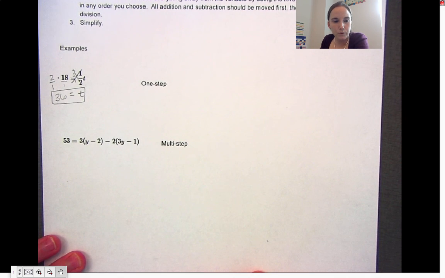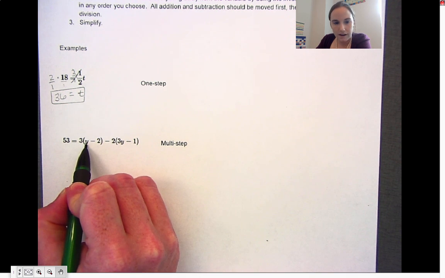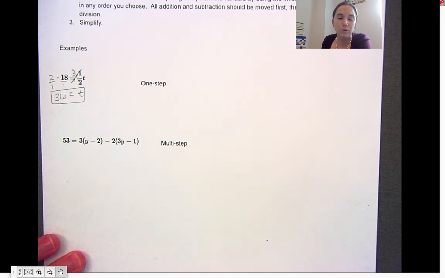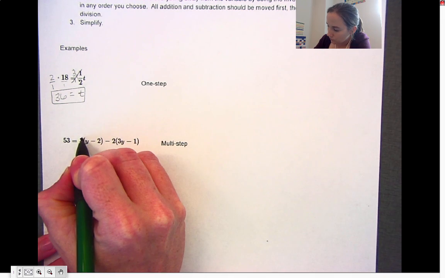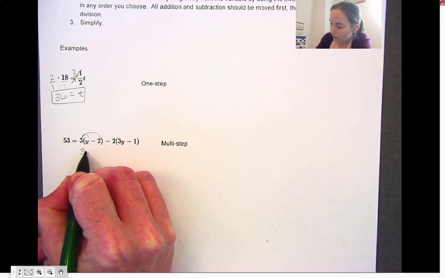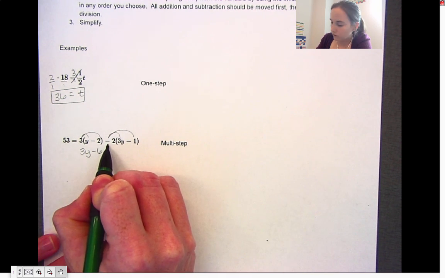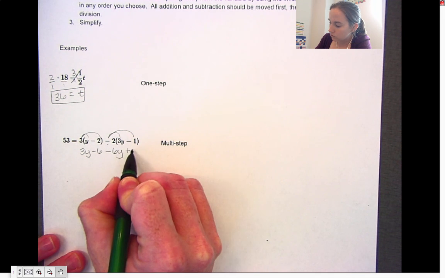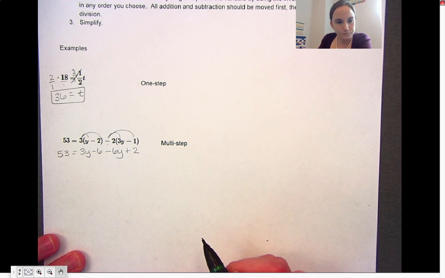Okay, in the next example, 53 is on one side. I see a variable y here and a variable y here. So what I need to do is simplify this problem completely and get it down to a single term that has a y in it. So let's distribute. This will give 3y minus 6. And don't forget, you have to distribute this negative here. So this will give us negative 6y plus 2. And then, of course, back on the left side was a 53.